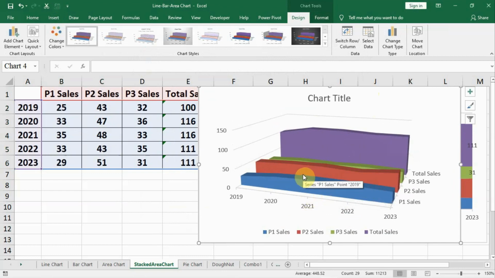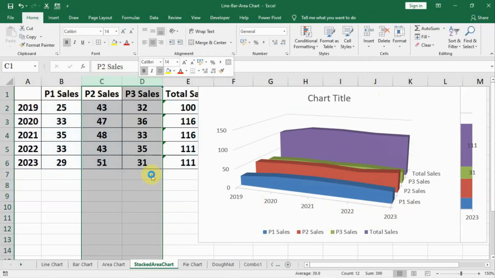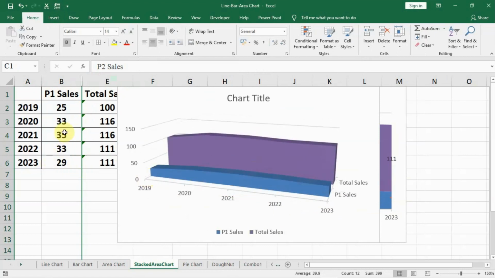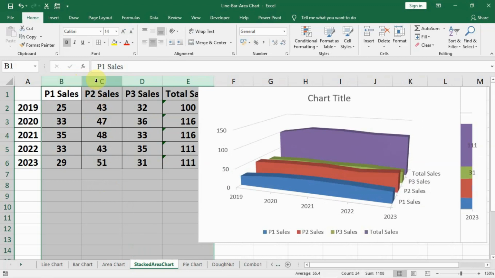Now if you want to see only the sales of product P1 and not of product P2, then I can select P1, P2 and P3, right click and hide. As soon as I hide it, it just shows me the P1 sales and the total sales, so I can easily visualize what is the contribution of P1 in the total sales. And if I want it back, I can unhide it again. And if, let us say, I want to hide P1 and want to see P2 and P3 in that, then I can have P2 and P3.